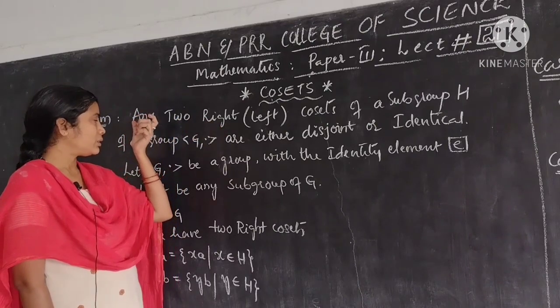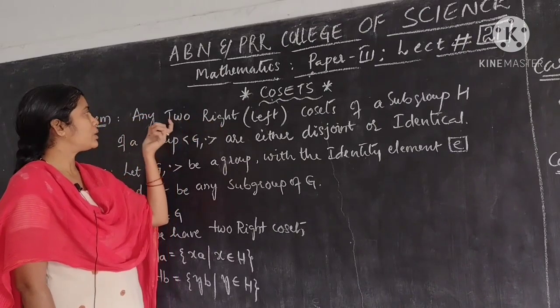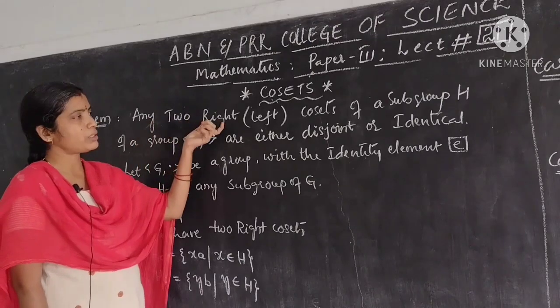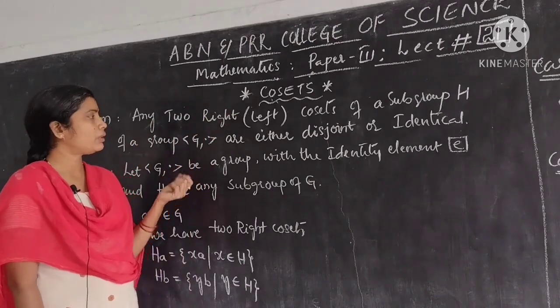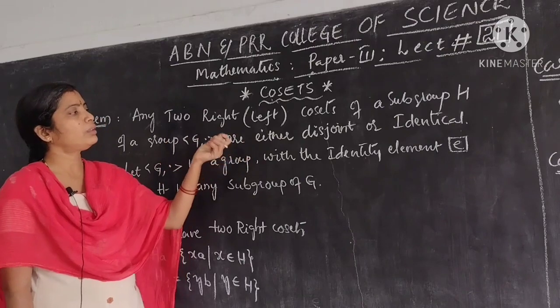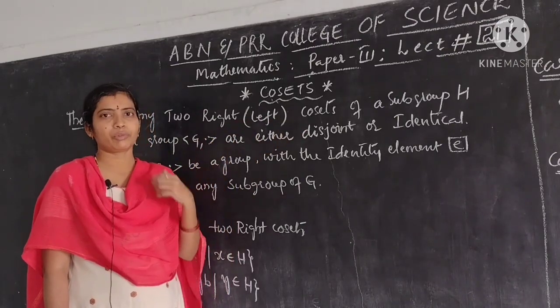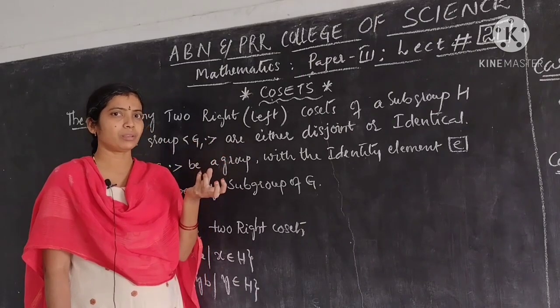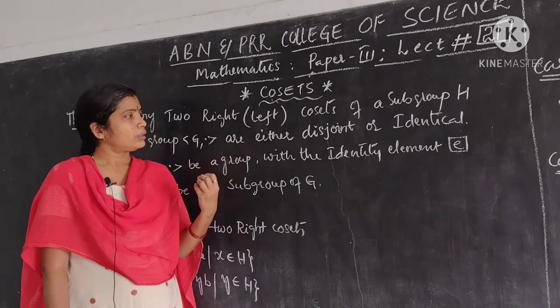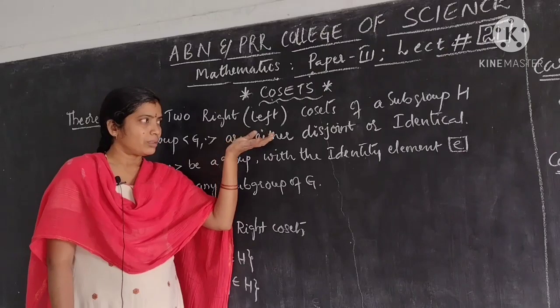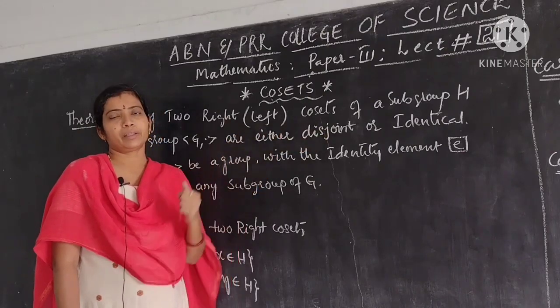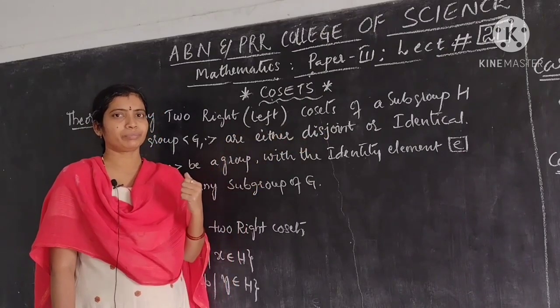So, the statement about right cosets is: any two right cosets of any subgroup of a group G are either disjoint or identical. If you consider any two cosets, they are right cosets, they are either disjoint or identical. This is the theorem. Let us prove.